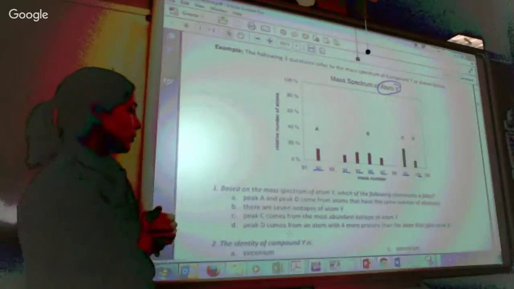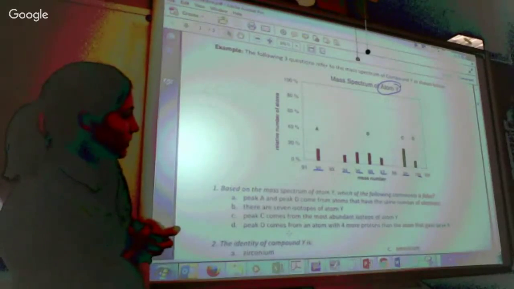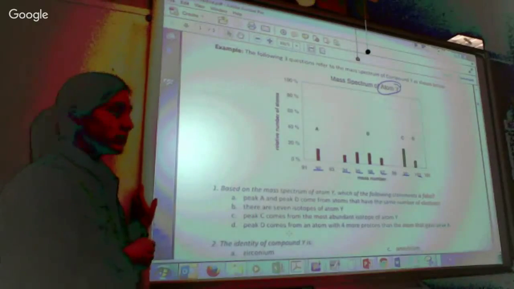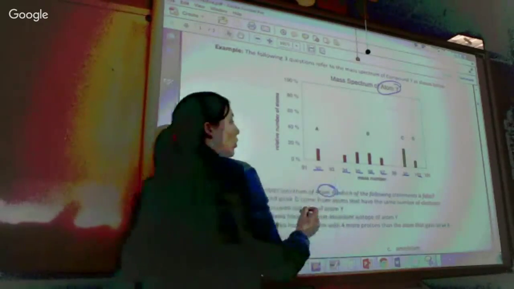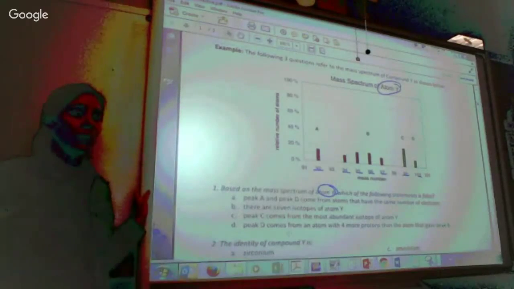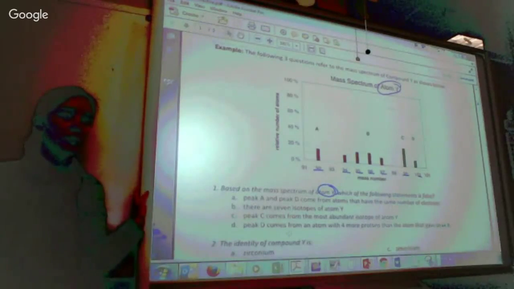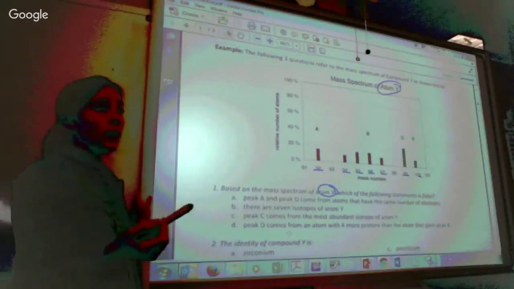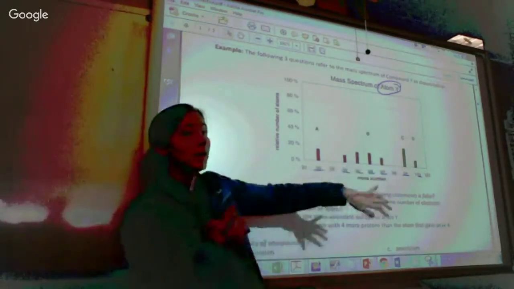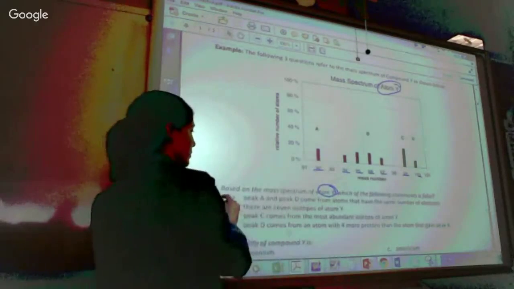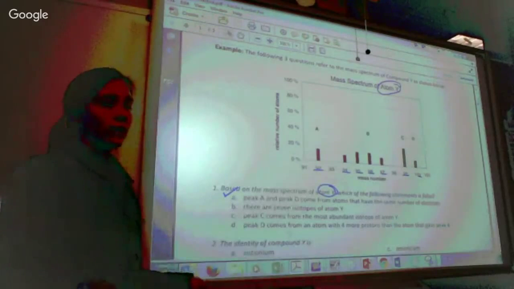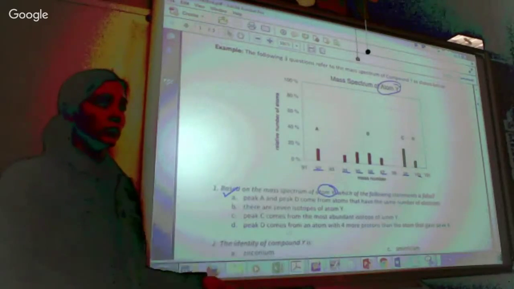So then this question: peak A and peak D come from atoms that have the same number of electrons. We're looking for which statement would be false. If these all deal with atom Y, so each one is the same atom, would they have different numbers of electrons? That would make them an ion. They're all atom Y, so they're not an ion, so they're going to have the same number of electrons. So this would be true. Peak A and peak D have to come from atoms that have the same number of electrons because they are literally the same atom.